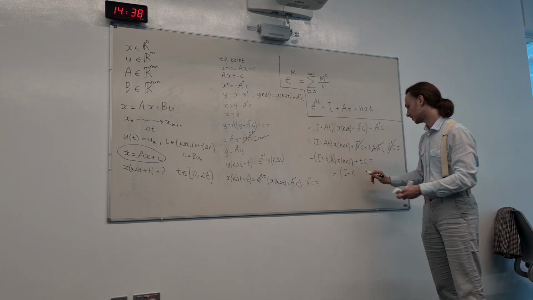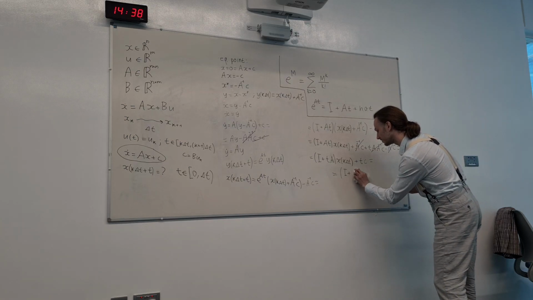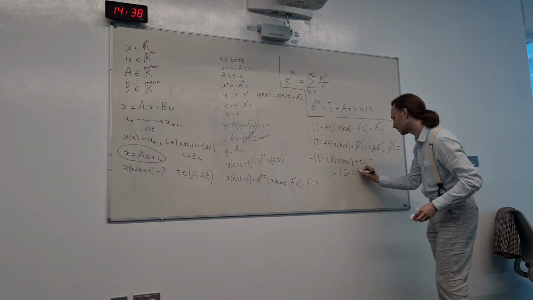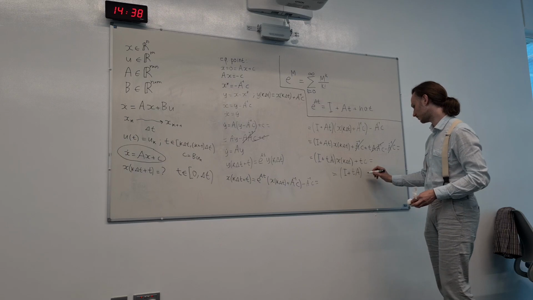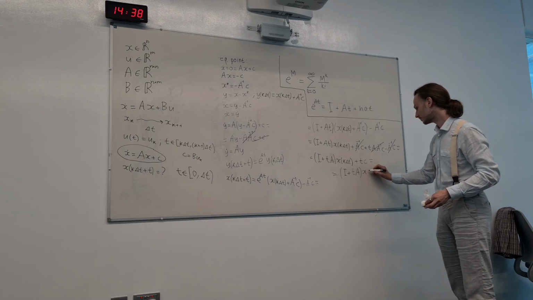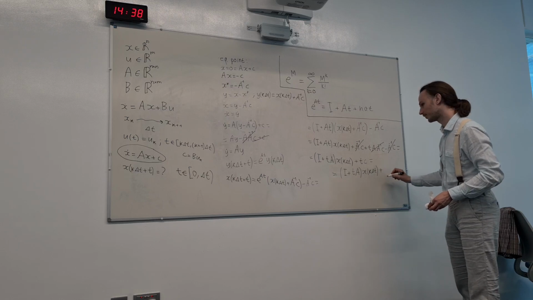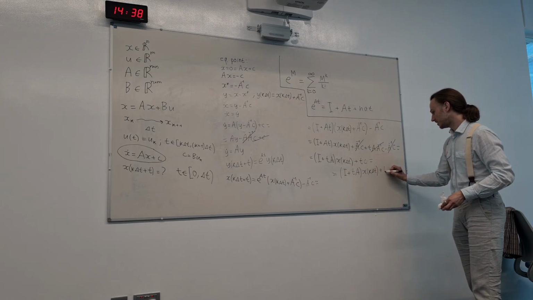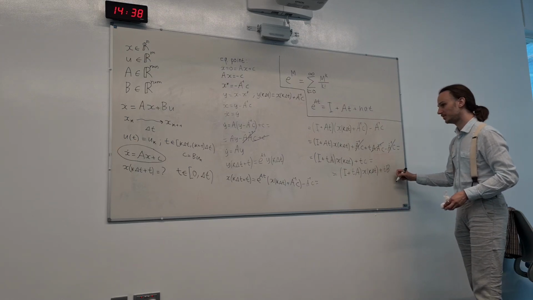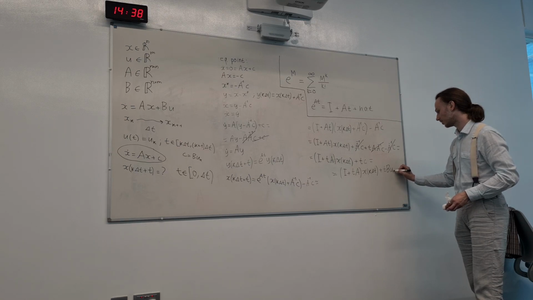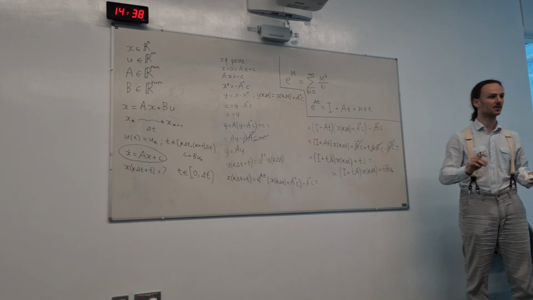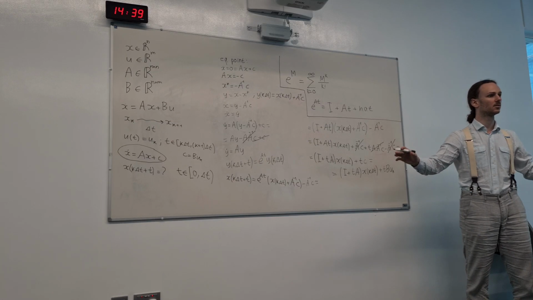Identity plus t times A times x_k delta t plus the matrix B and the constant control. Do you follow? All of you follow, right?